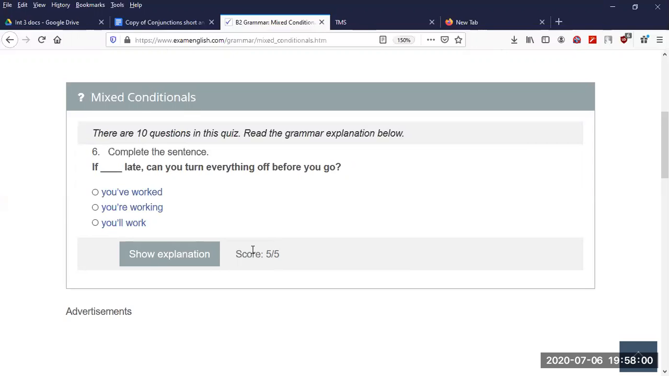If you work late, can you turn everything off before you go? So if you've worked late, if you're working late, or if you'll work late. Number 2. Yes, if you're working late.